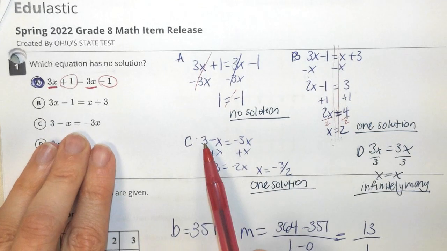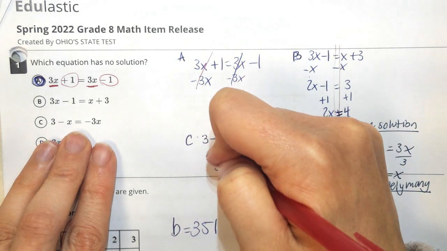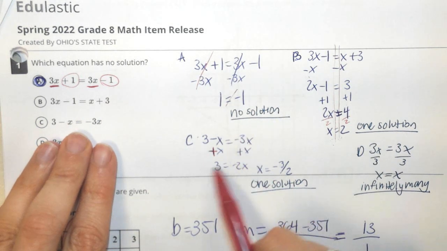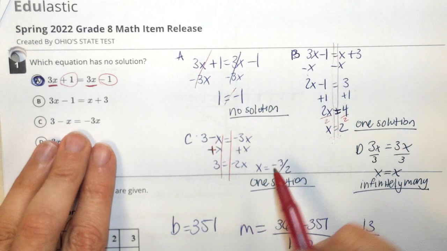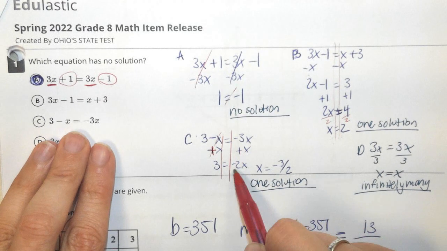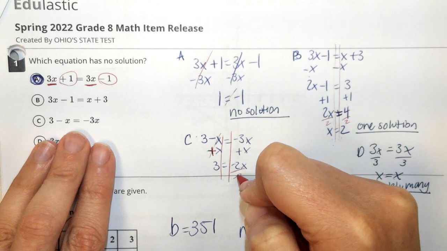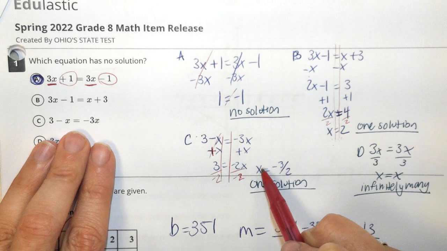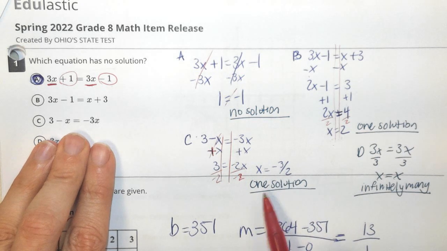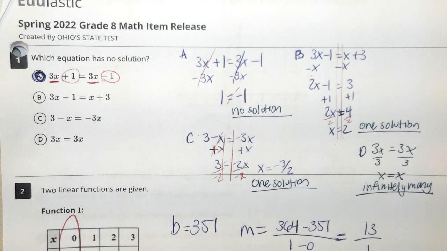On the next one, I have 3 minus x equals negative 3x. So on this one, we add x on both sides. If I moved this one over, there would be nothing left. So I add x over here, so that cancels out. Negative 3 plus 1 is a negative 2. Still have 3 over here. If I divide both sides by that negative 2, I'd have x on one side and 3 divided by negative 2 on the other. That is one solution, one possible answer that will work.